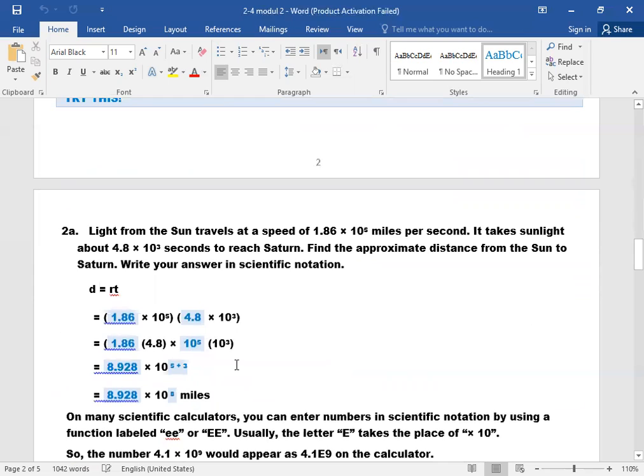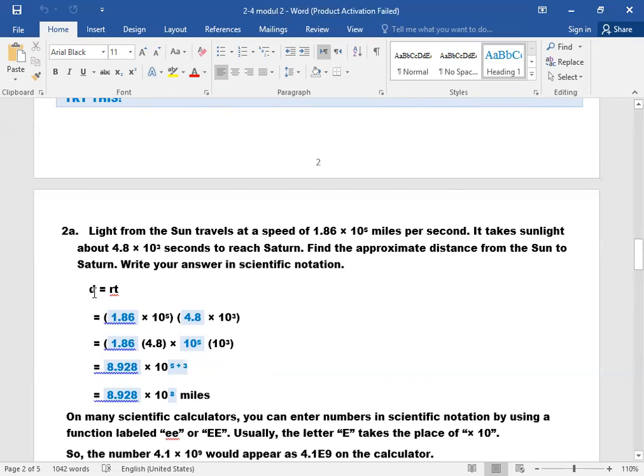For this question, the light from the sun travels at a speed of 1.86 times 10 to the power of 5 miles per second. It takes sunlight about 4.8 times 10 to the power of 3 seconds to reach Saturn. Find approximately the distance from the sun to Saturn and write your answer in scientific notation.